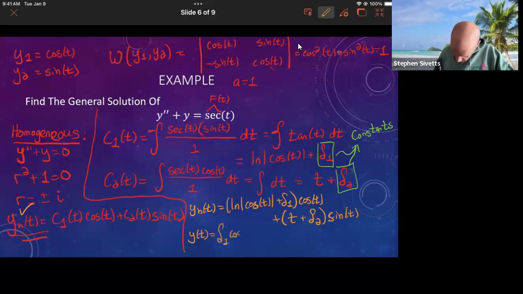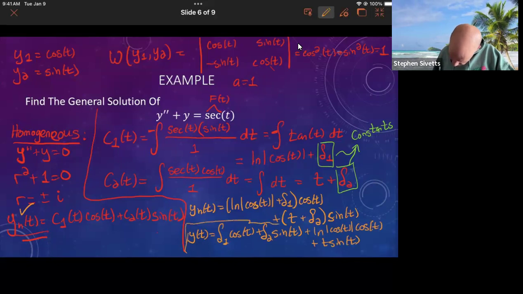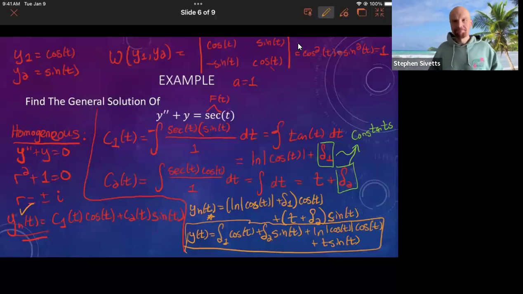So delta 1 cosine t plus delta 2 sine t, and then we'll have plus the natural log of the absolute value of cosine t times cosine t plus t sine t. And that's your answer. Okay, so hopefully that made sense.